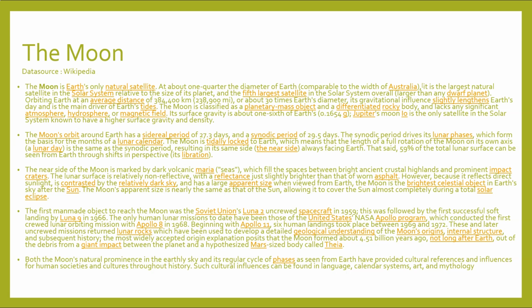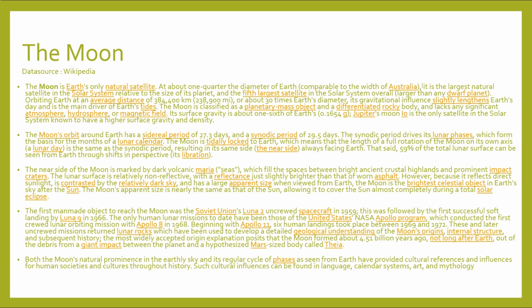That said, 59% of the total lunar surface can be seen from the Earth through its shifts in perspective, its libration. The near side of the Moon is marked by dark volcanic maria, or the seas, which fill the space between the bright ancient crustal highlands and prominent impact craters.